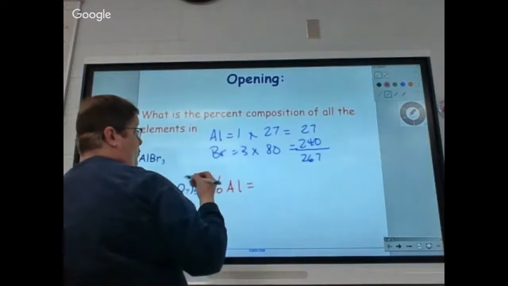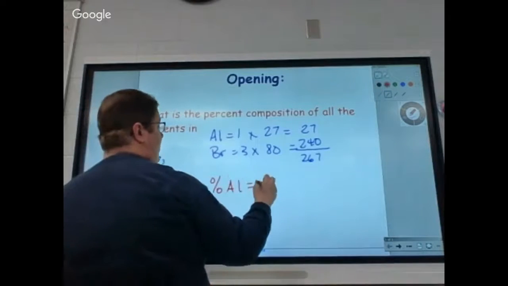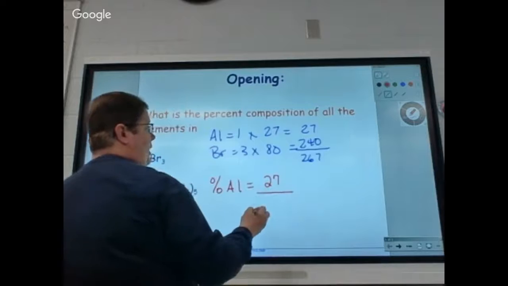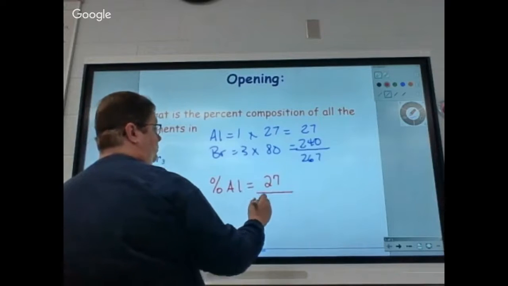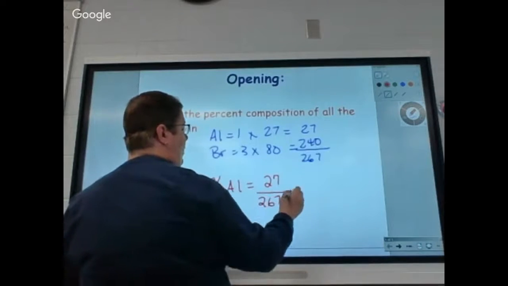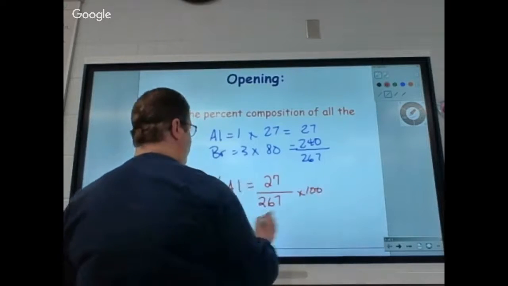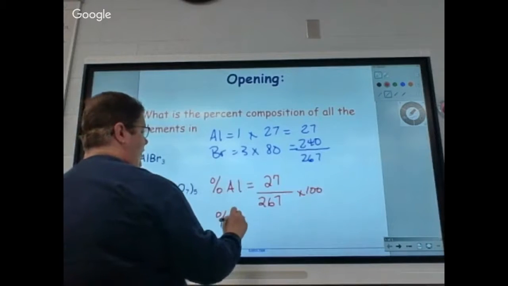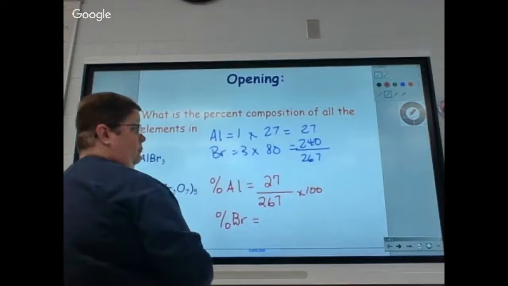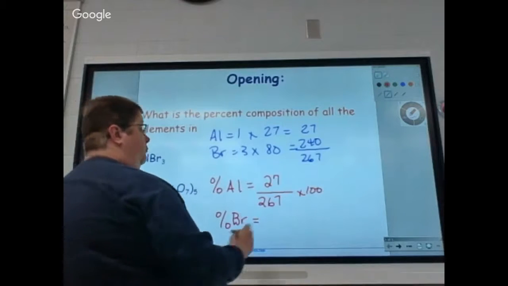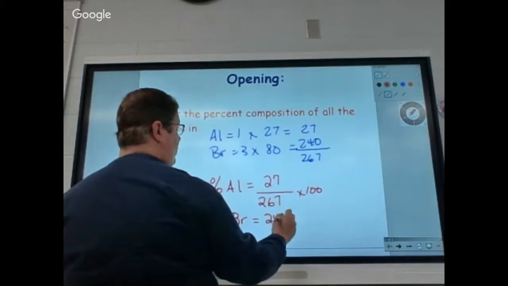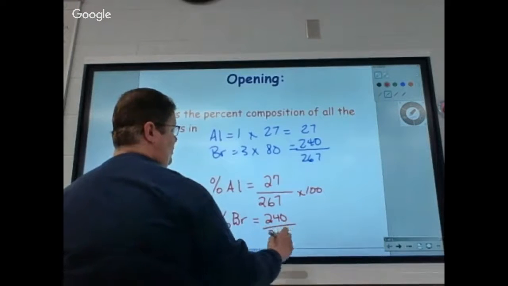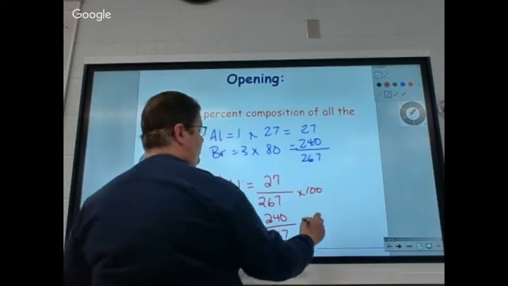All right, so when we want to find the percent aluminum, what goes on top? The mass. Which is? The mass of the element on top. What goes on the bottom? The mass of the whole compound on the bottom, and then times 100. To find the percent bromine, what goes on the top? Yep, the mass of the element, so 240, and then over 267, which is the compound, again, times 100.